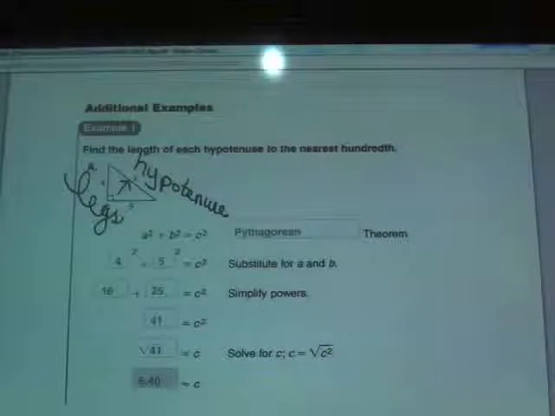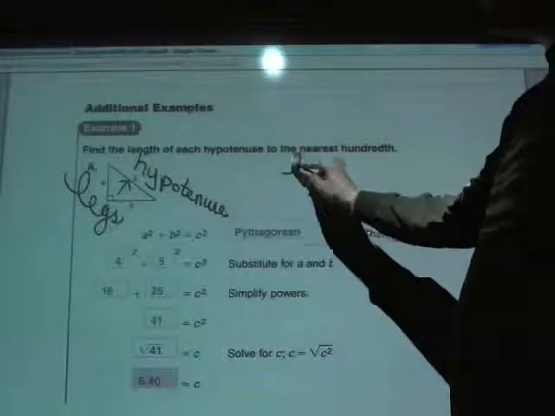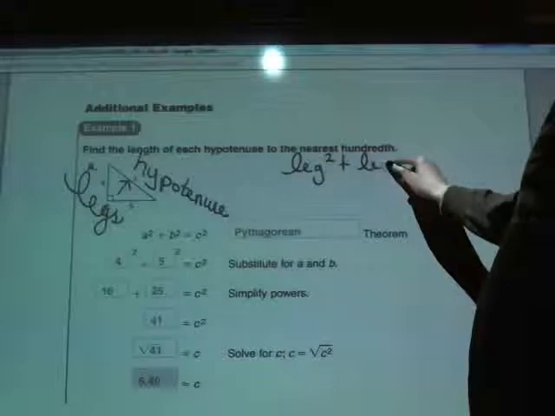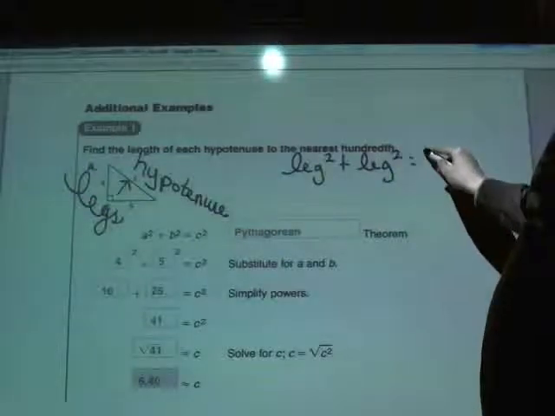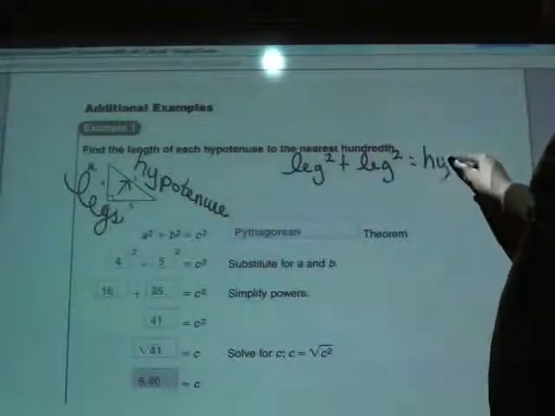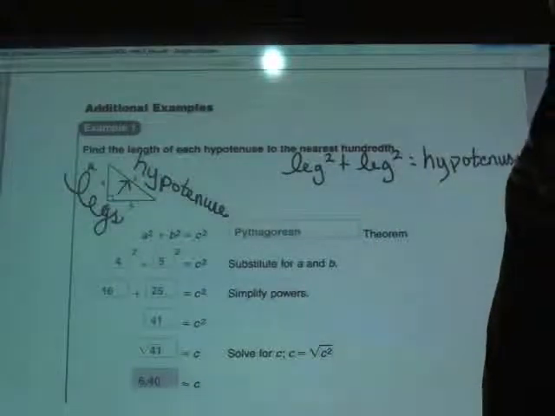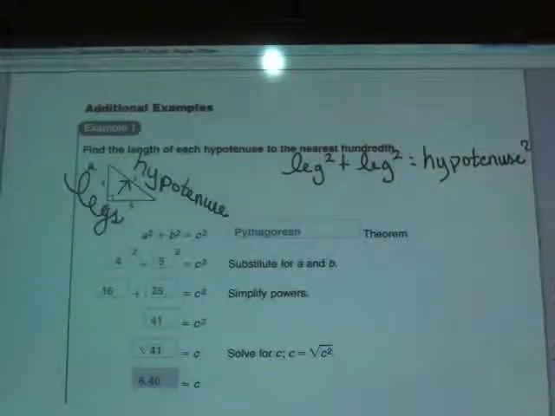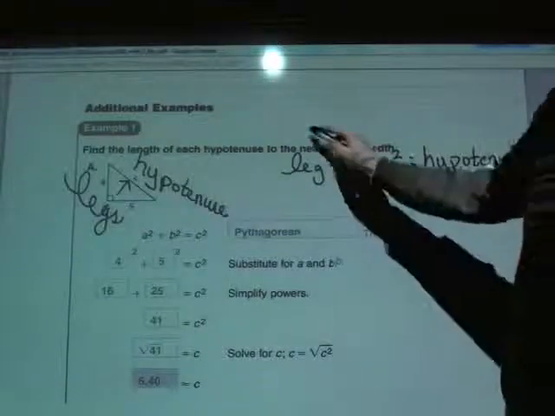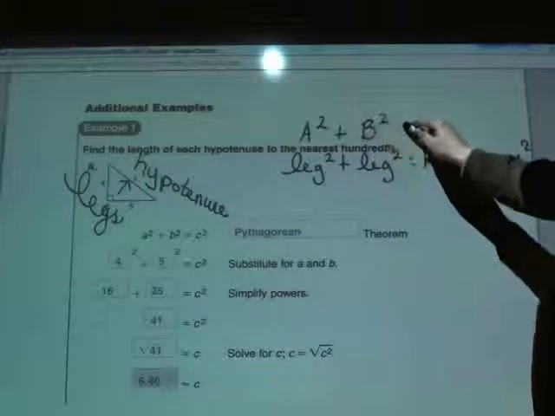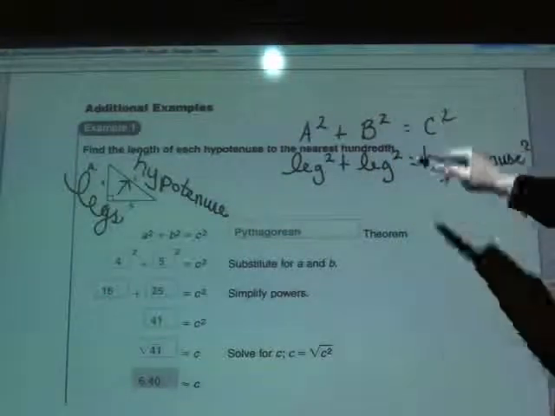The formula says if I take a leg and square it, and take the other leg and square it, that's the same as the hypotenuse squared. Now, the Pythagorean formula, really formally, says a squared plus b squared equals c squared.